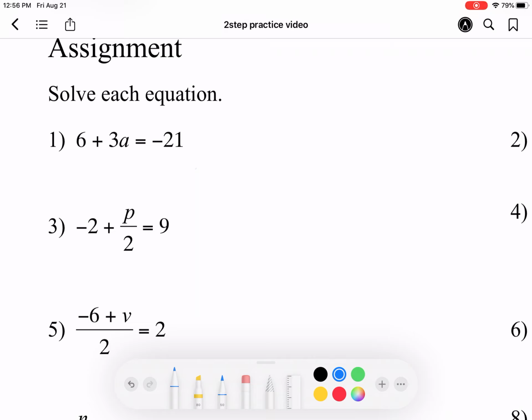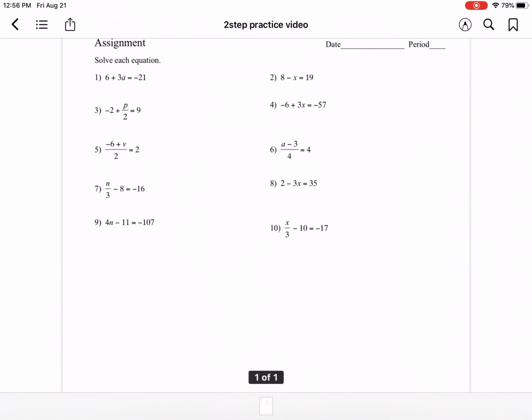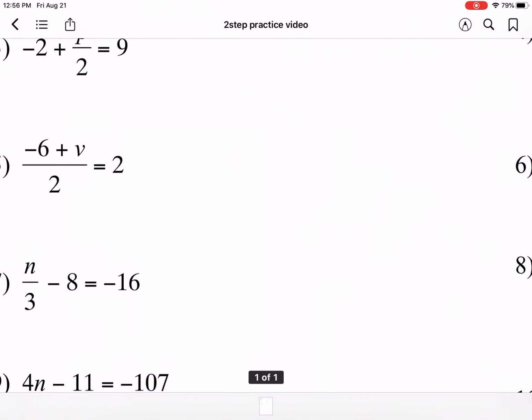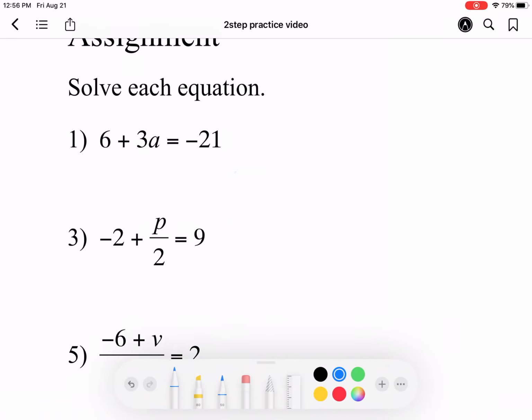You should have this assignment in your Canvas that you can pull up. I am going to do a couple of these as review, and you are required to complete these so you are prepared for class on Tuesday. I'm going to go ahead and blow up this assignment so we can see this a little bit clearer. And we're going to start with number 1.